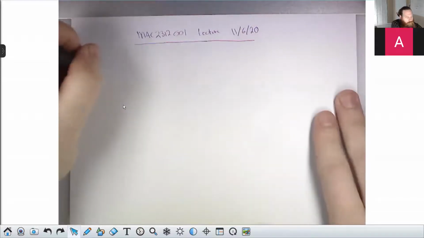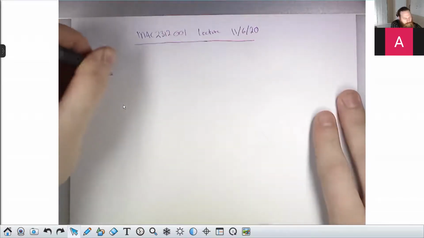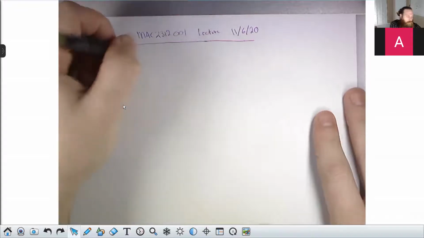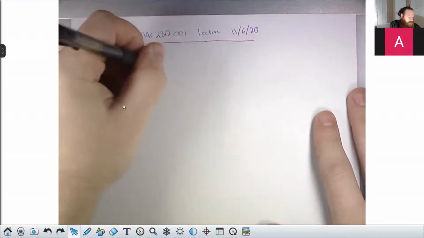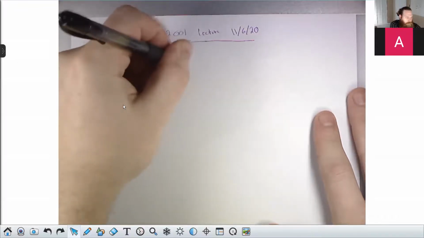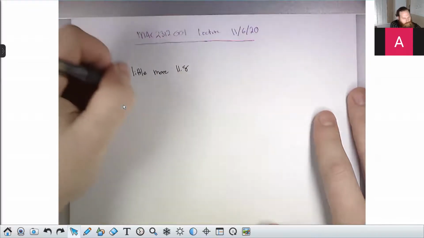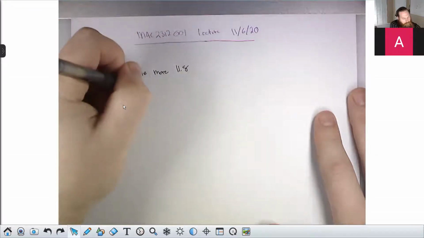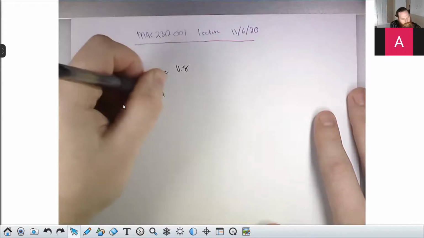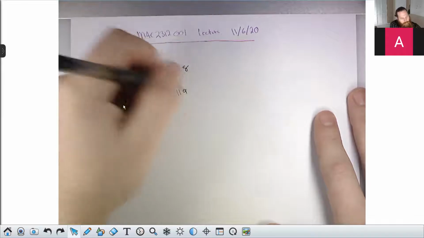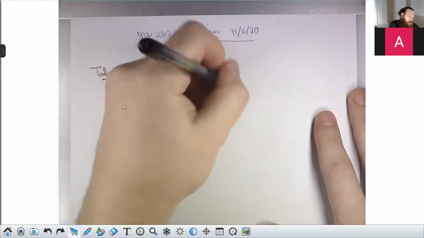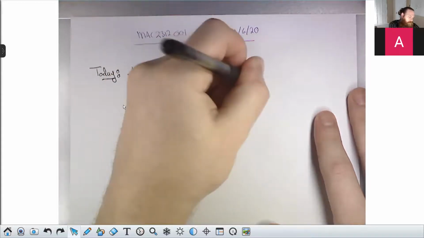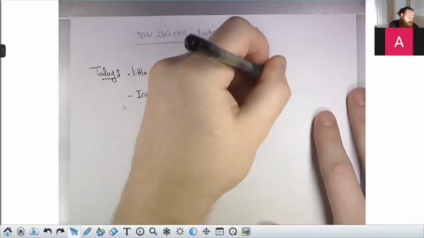All right. So today, a few things. A little more 11.8 stuff, and then an intro to 11.9, which is finding power series for functions.